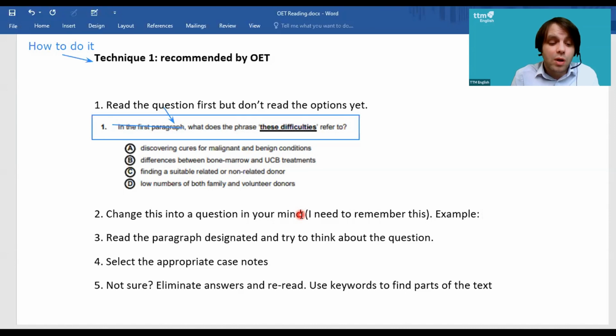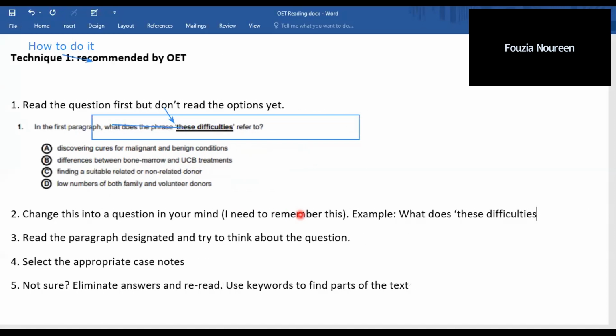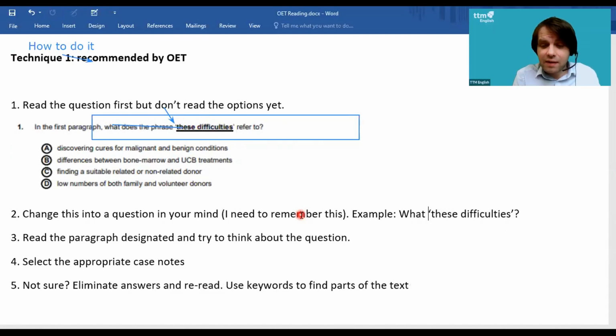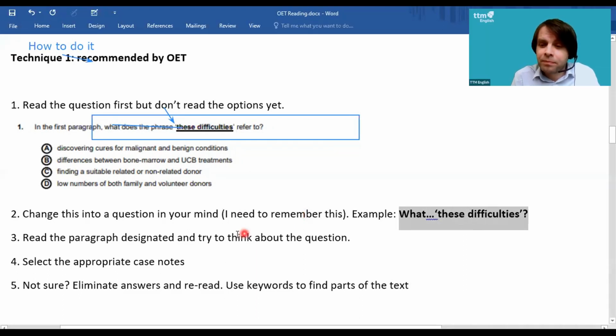What's the question? What does the phrase these difficulties refer to? These difficulties, right? In fact, I'm going to make it so simple, it doesn't even have to have good grammar. There's no grammar. What these difficulties, okay? That's our question. All right?